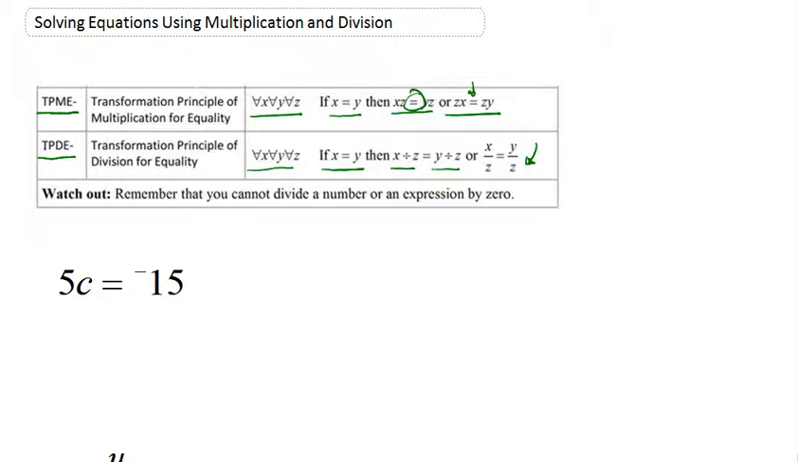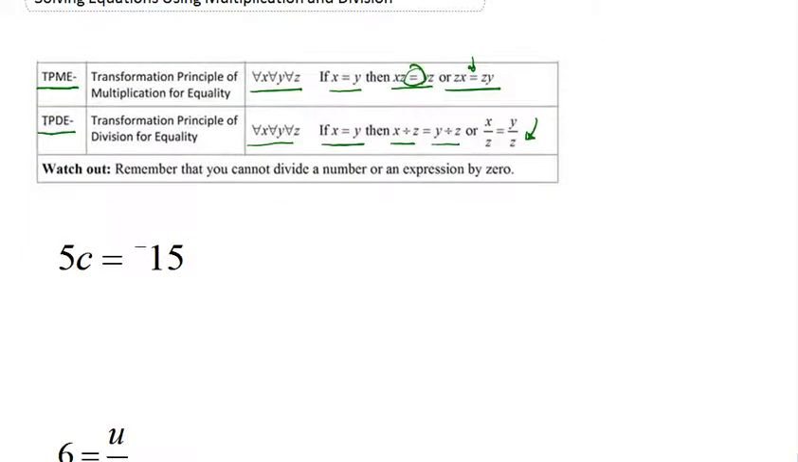So let's try applying this. Here's my first example: 5 times c gives me negative 15. Well, we always start with thinking about what's happening to my variable. It's being multiplied by 5. Remember, there's an invisible multiplication symbol there. So, what's the inverse of multiplication? It's division. I like to use the fraction bar. But in essence, what I'm saying is 5 times c divided by 5 equals negative 15 divided by 5.